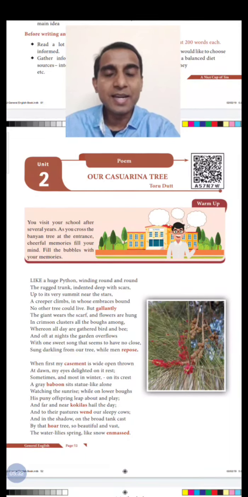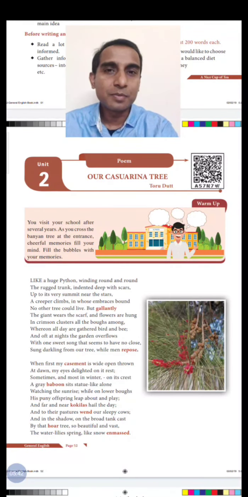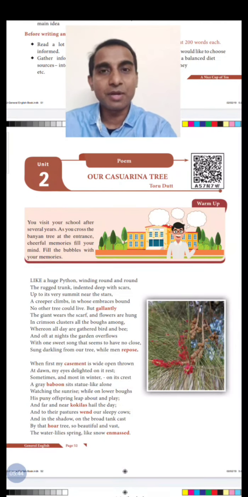But this tree is not stopping her from giving her all those thoughts. Now what kind of thoughts those trees were giving her, and how does it give a message or comfort to her? That is what she's telling in this poem.